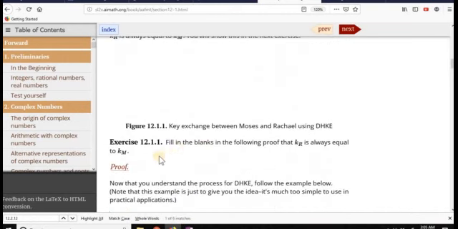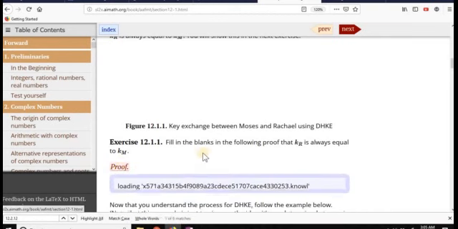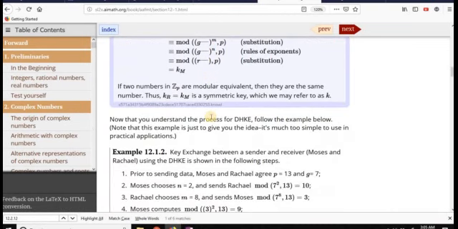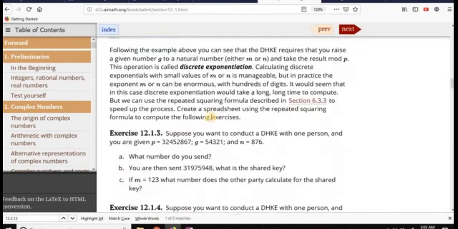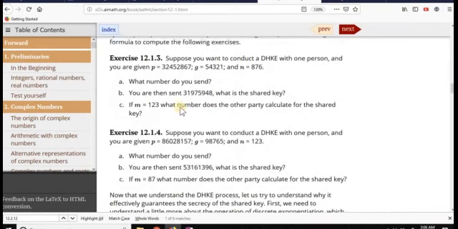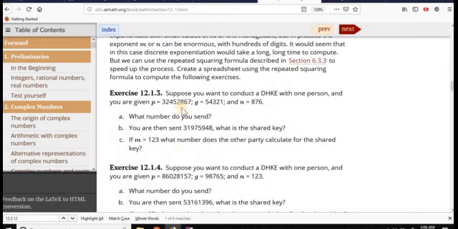Okay. All right, so 12.1.1 is a proof. You're not going to need a spreadsheet for that. So then, you said 12.1.3, 12.1.4. All right, so here you just need to compute, you're going to be computing big powers.